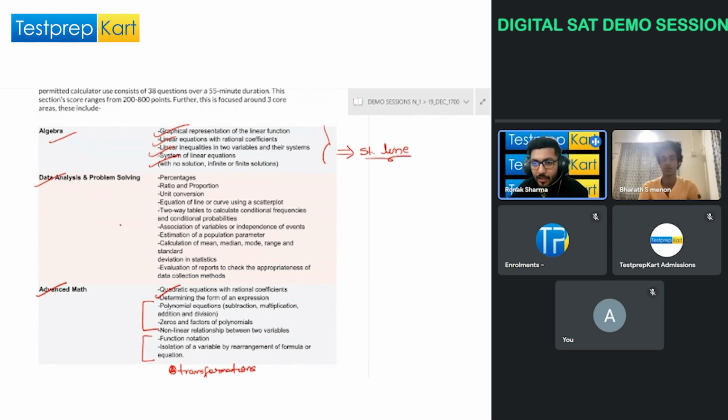Then we talk about the data analysis and problem solving. So in this, the first few topics are very general in nature, like percentage, ratio, proportion, unit conversion. So hardly we have any theory related to that. But still, we cannot ignore them. Why? Because from each, at least we'll get one question, but they won't be on the direct basis, like, okay, just convert the unit.